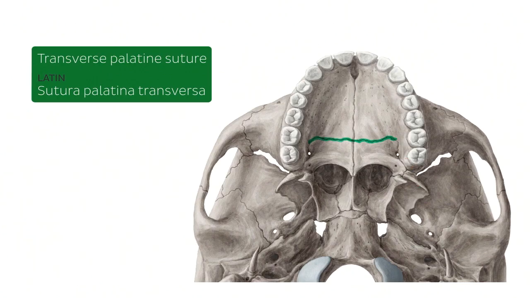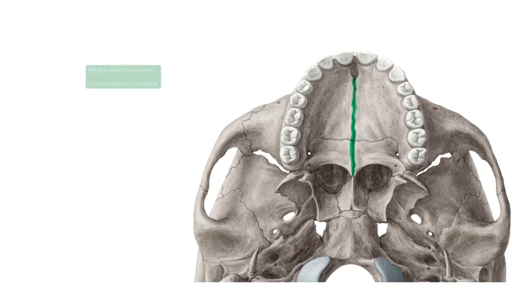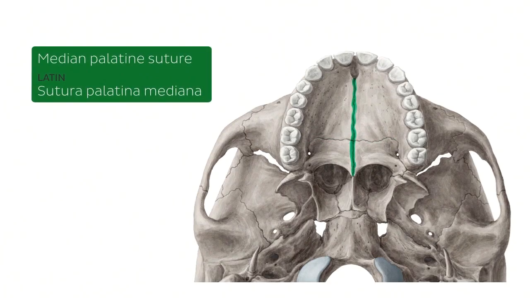If you look closely, there is another suture here that we can highlight in green. This is known as the median palatine suture. This suture is where the two horizontal palatine processes of the maxilla that you can find here, 1 and 2, become fused during development. When these two plates fail to fuse properly, a developmental abnormality occurs known as cleft palate.